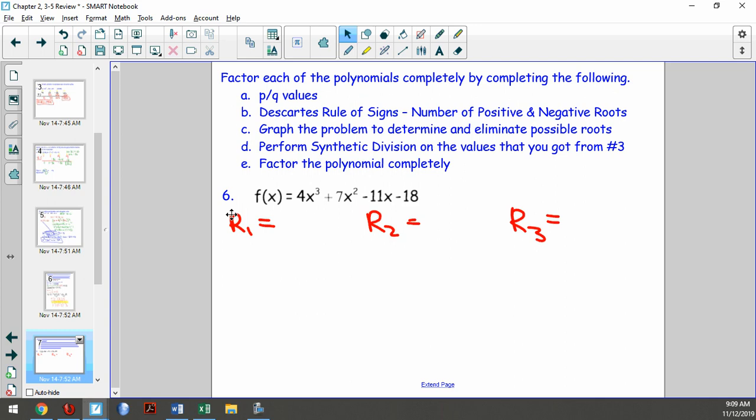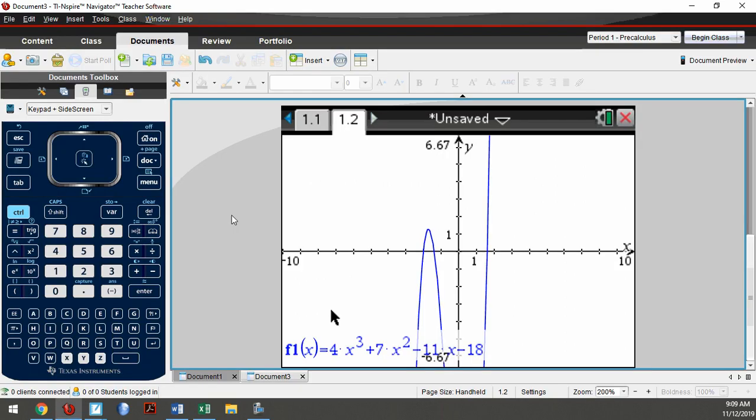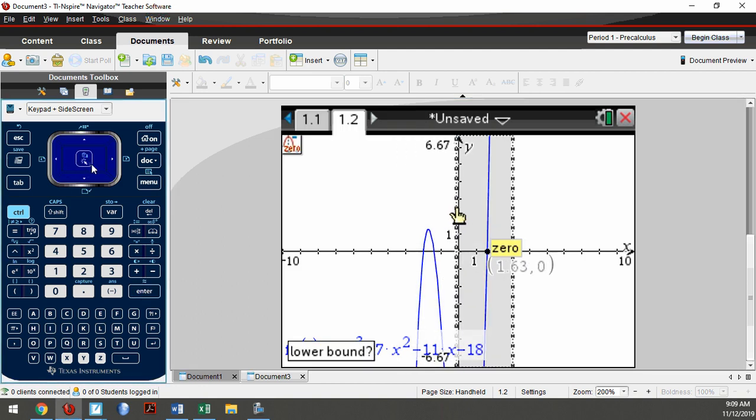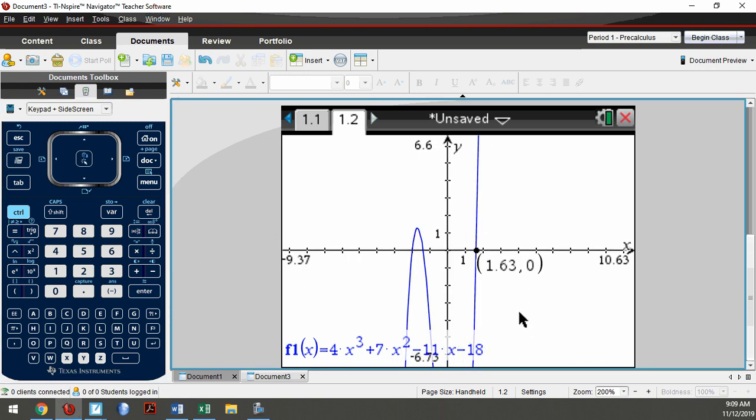So I'm going to go back over to my graphing calculator, and I'm going to hit menu, analyze graph, zero, and I get 1.63. What is your gut telling you about that number? It is a fraction, you think? Well, do I have any fractions in my P over Q list that are approximately 1.63? So that's something you need to check here in a little bit. Okay? It's either rational in our fractional list or it's going to be irrational.